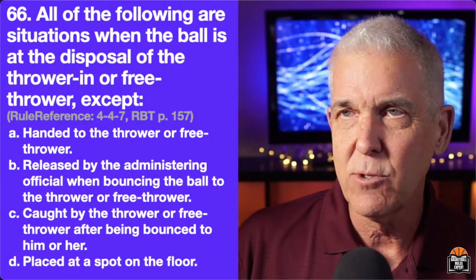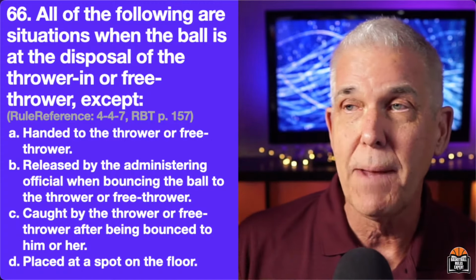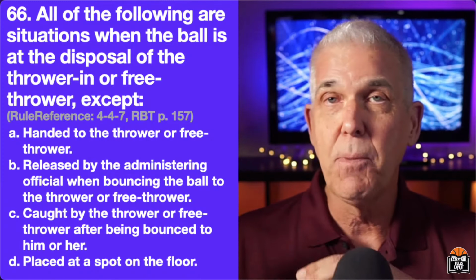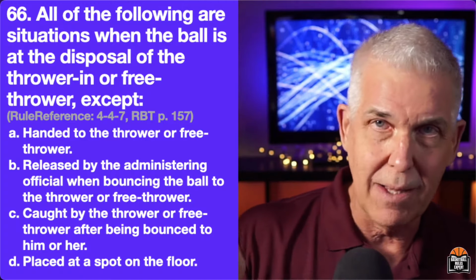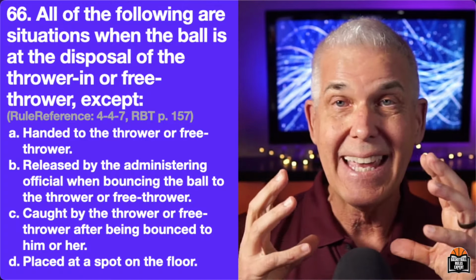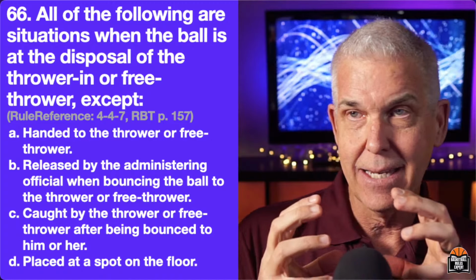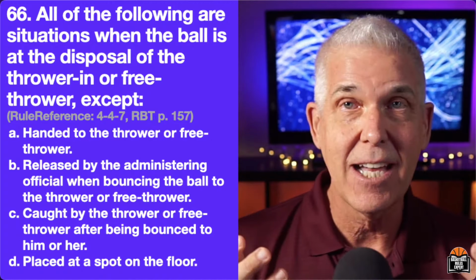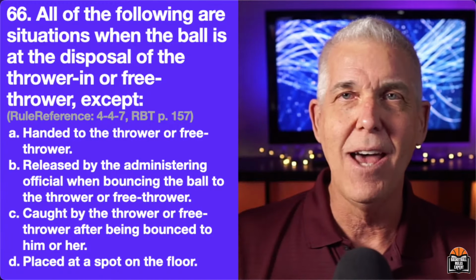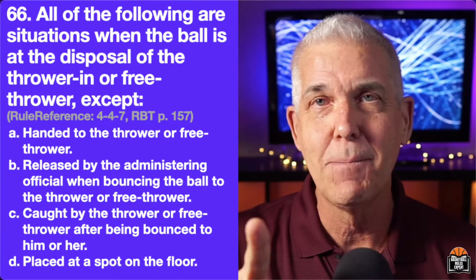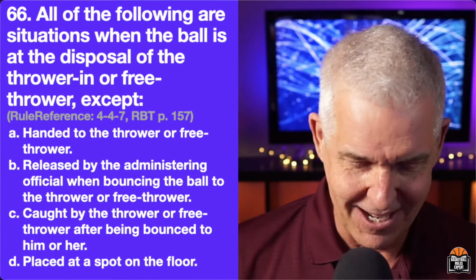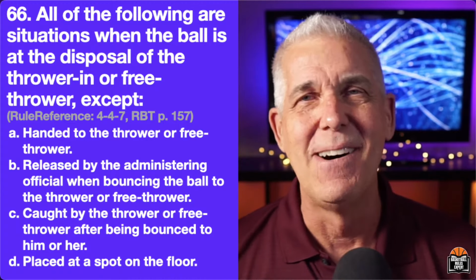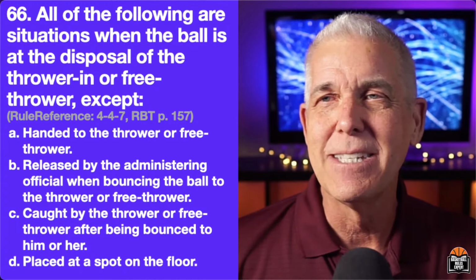But B, in this instance, released by the administering official when bouncing the ball to the thrower or free thrower, right? It's not yet at their disposal while it's being bounced, while it's in flight. If they catch the ball, as in C, it is at their disposal. If they fail to catch the ball, come on, ref, I wasn't ready. That's never happened to me, except that one time where the player's leaning forward, you bounce the ball, it hits him in the head. Come on, ref. So our correct answer is B.